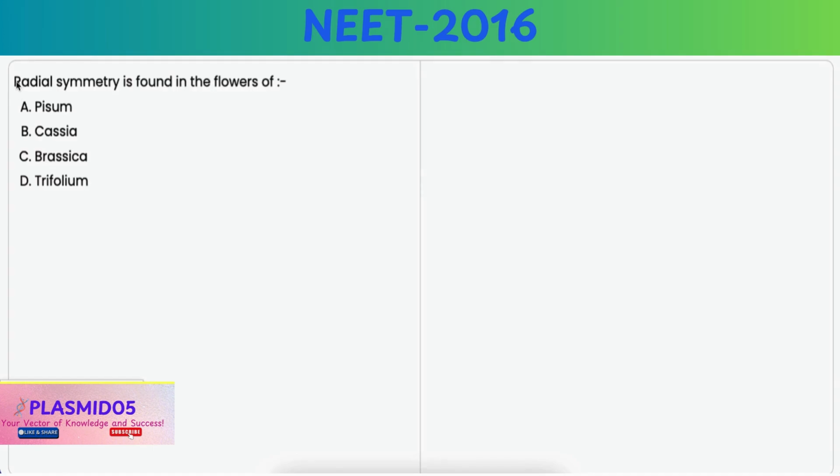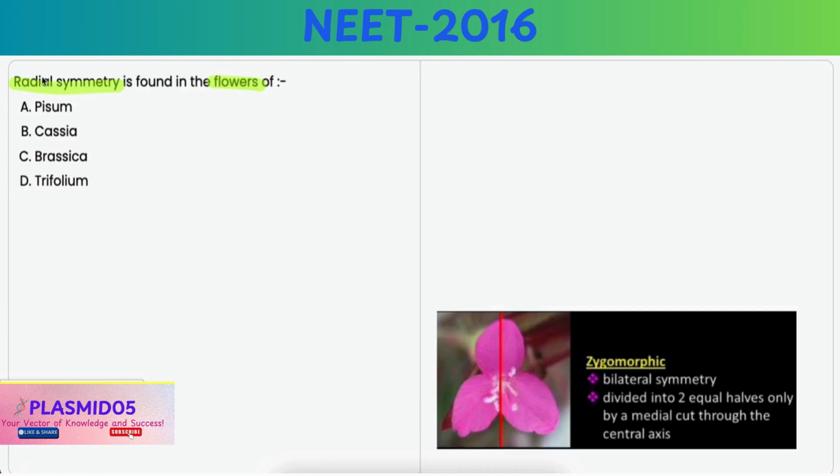In this question, you have to identify the plant, the flower of which exhibits radial symmetry. Option A, pisum, that is P. It is incorrect because pisum has zygomorphic flowers, that is, flowers can be divided into 2 equal halves along only one plane, that is bilateral symmetry. Option B, cassia. It is also incorrect because it also exhibits zygomorphic flowers.